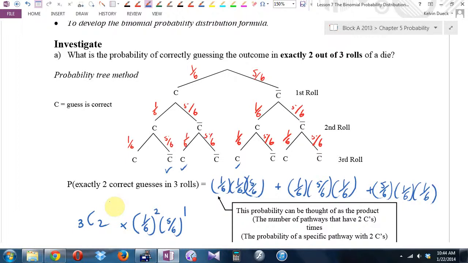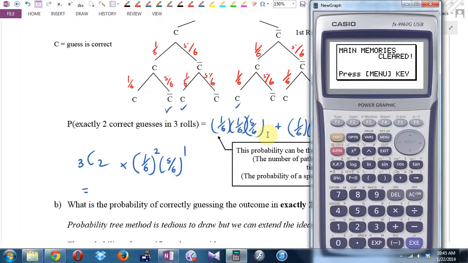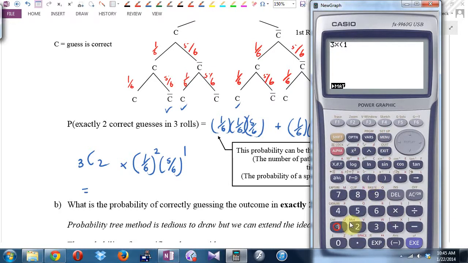This is called the binomial probability distribution. By the way, let's actually crunch the numbers. If I want to do this using a shortcut, I can go as follows. I can go 1 out of 6, 1 out of 6 times 5 out of 6. It's 3 times 1/6 squared times 5/6 squared. And that 3 actually came from 3 guesses, choose 2 correct.